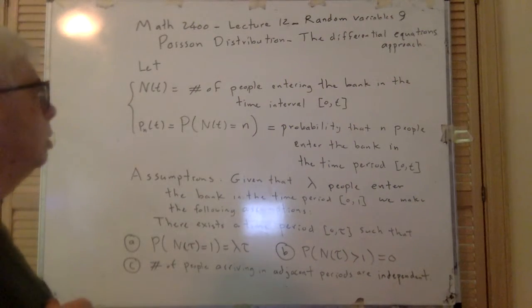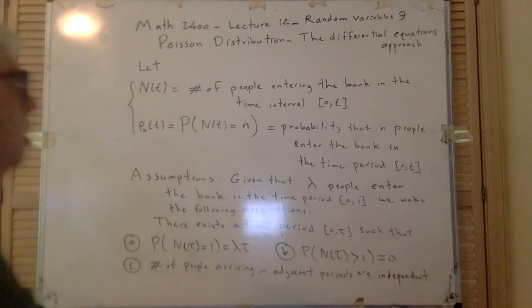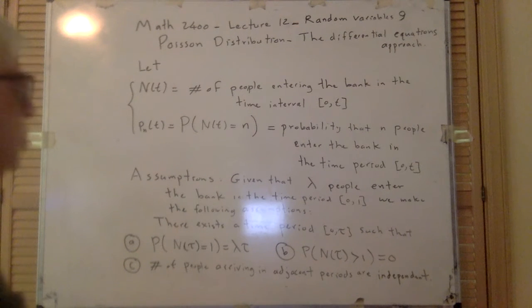Okay, so that is Math 400 Lecture 12, Random Variables 9, Poisson Distribution, and this is the differential equations approach.